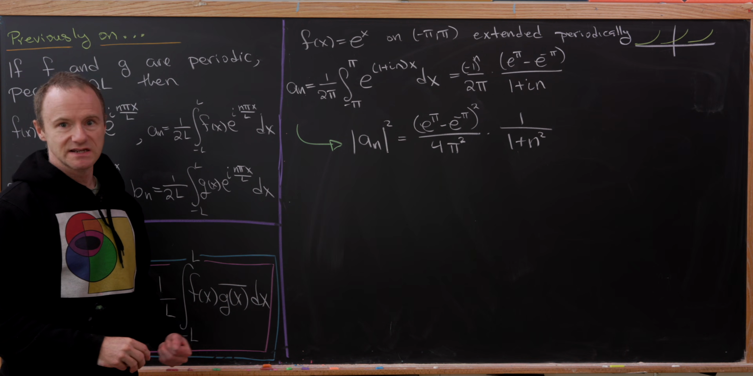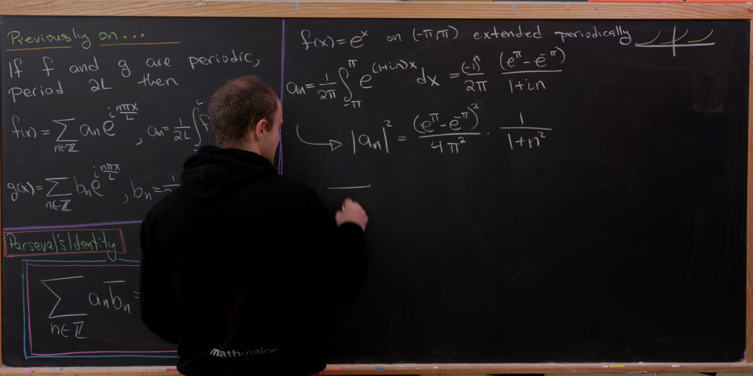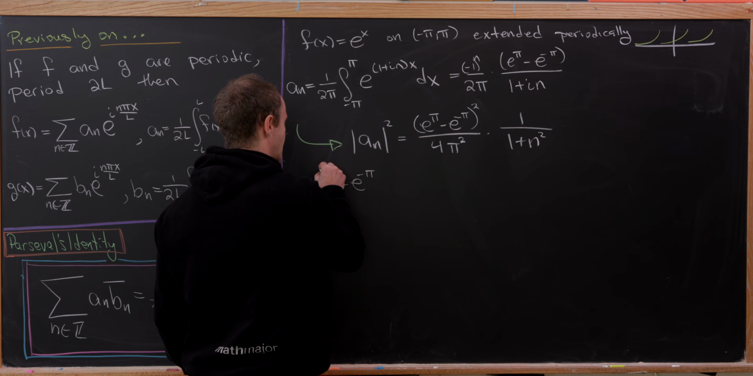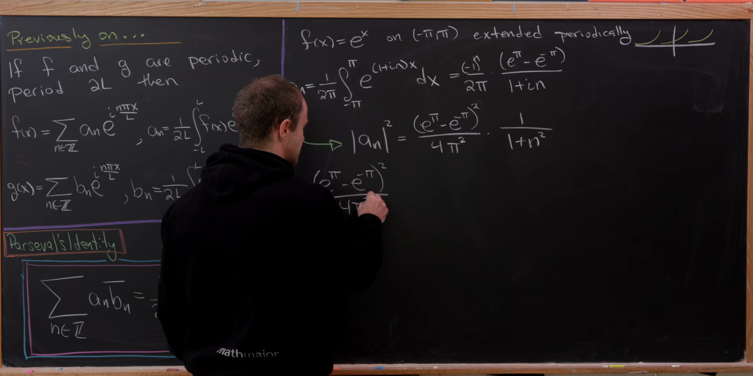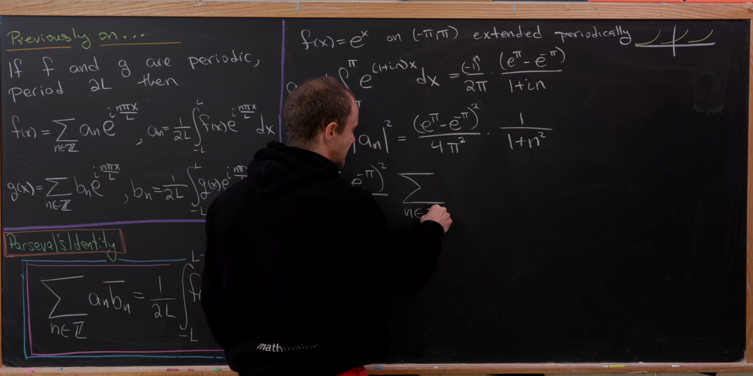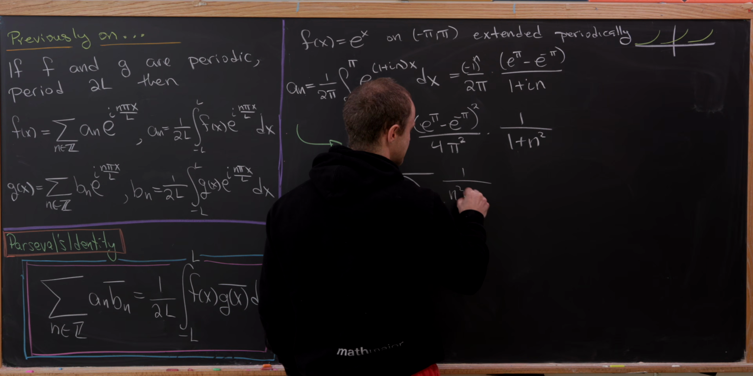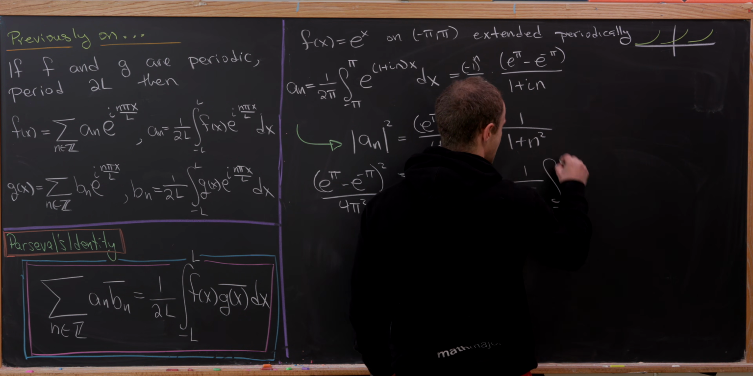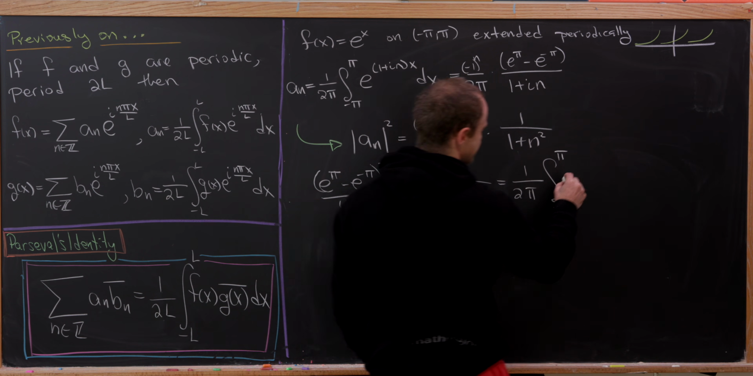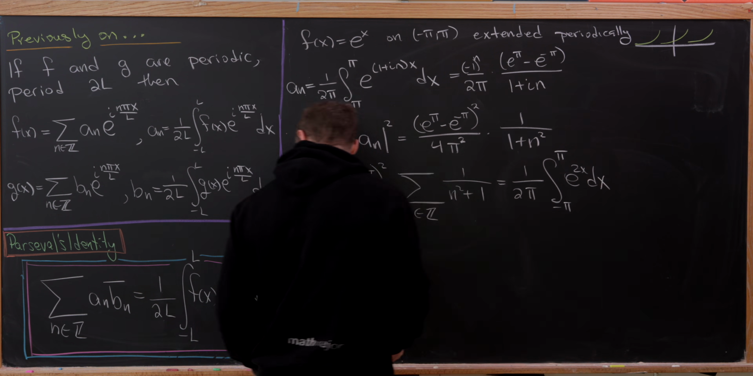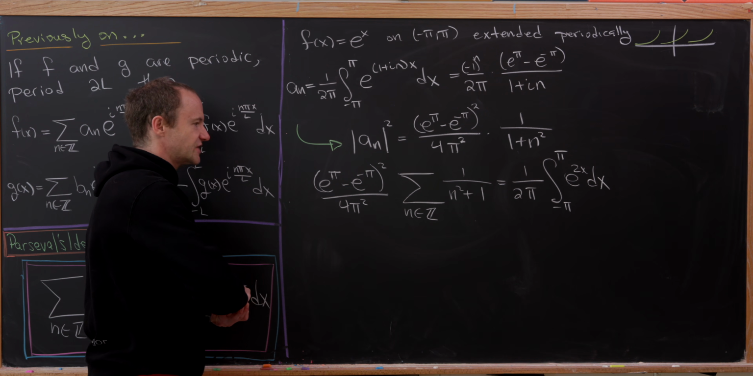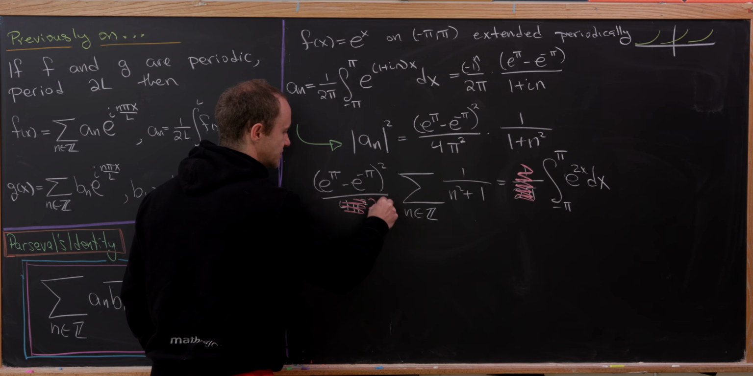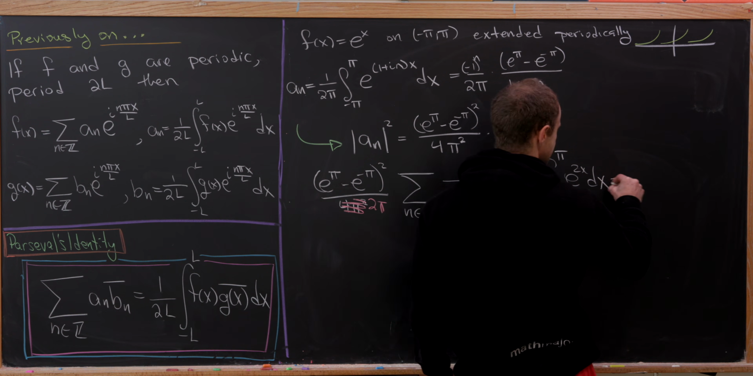Okay, but that's going to give us this really nice identity, and that is that e to the pi minus e to the minus pi squared over 4 times pi squared times the sum as n goes over all integers of 1 over n squared plus 1 is going to be equal to 1 over 2 times pi, then the integral from minus pi to pi of f squared. So that's going to be e to the 2x dx. But now let's do a little bit of simplification ahead of time. We can get rid of this 1 over 2 pi here if I change this 4 pi squared to a 2 pi. And then taking this antiderivative is fairly straightforward.